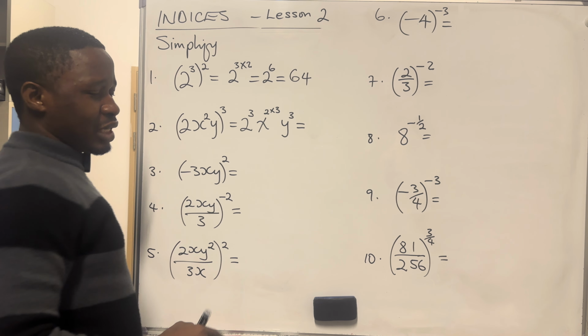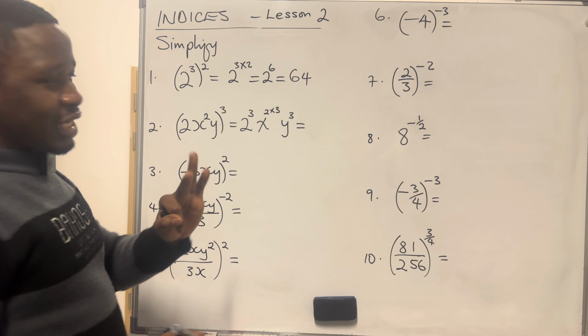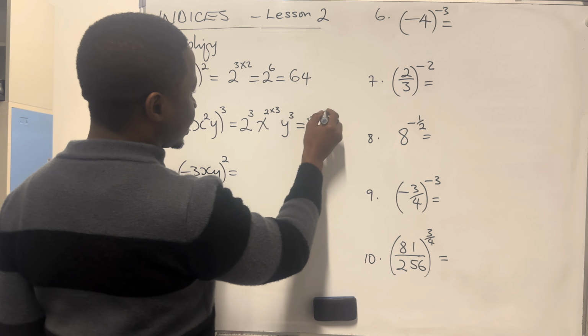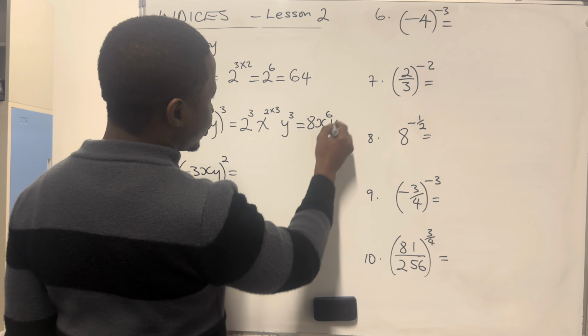So 2 to the power 3, 2 times 2 times 2 is 8. X, 2 times 3 is 6. Y to the power 3.